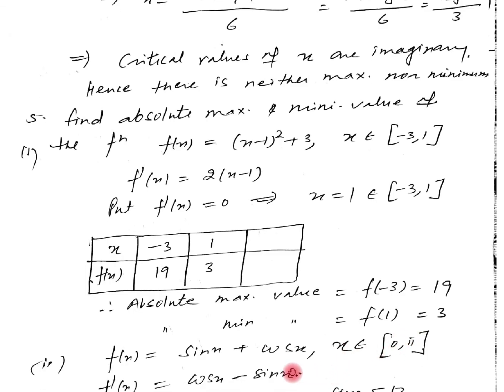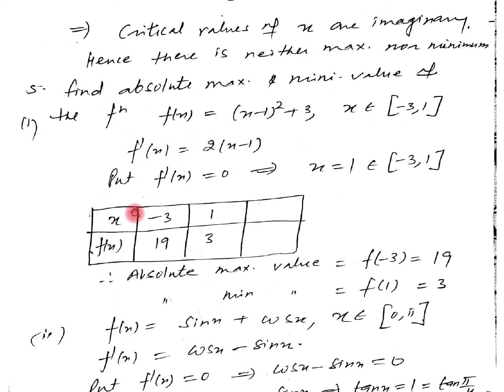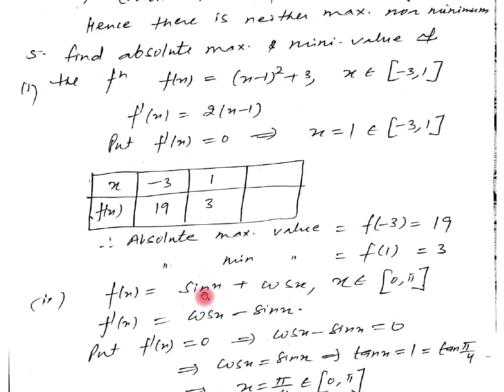Now let us take a similar question. Again the heading is the same. We have to find out the absolute maximum and the minimum value. f(x) equal to sin x plus cos x, x belongs to [0, pi]. Now again f'(x) is cos x minus sin x.